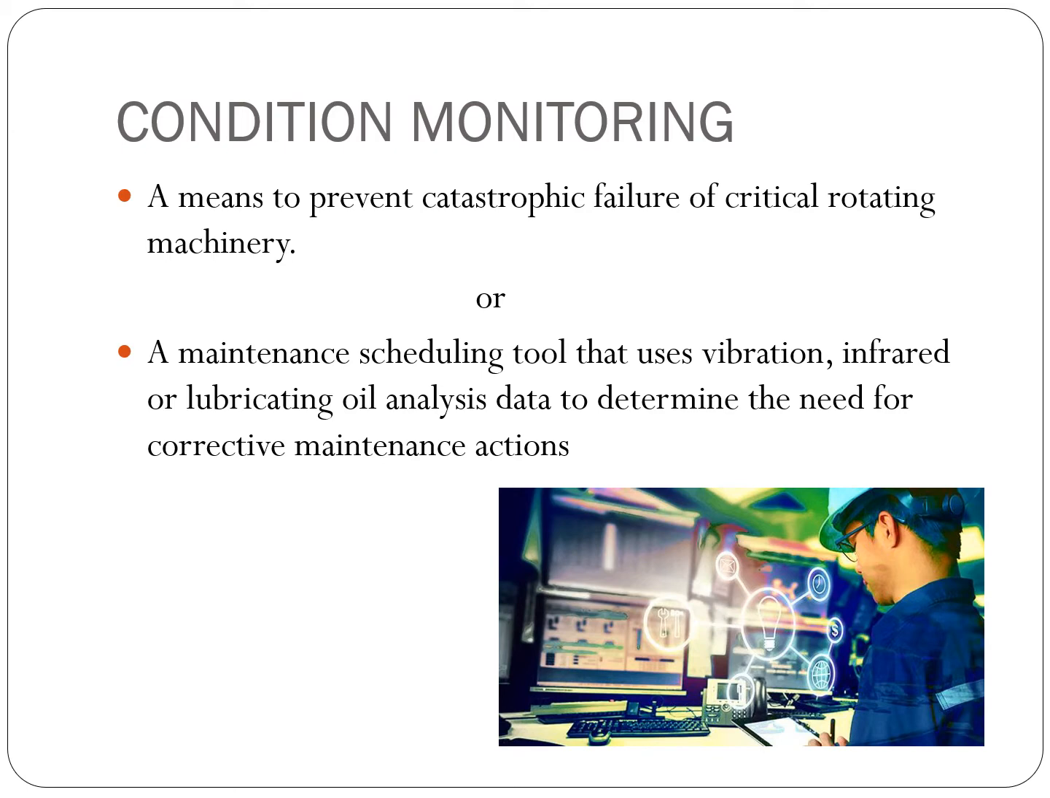So condition monitoring helps to monitor the conditions of all these rotating equipments, and it also prevents a catastrophic failure of critical rotating machinery. So condition monitoring is a maintenance scheduling tool. That means you can schedule the maintenance work by using condition monitoring. It is a maintenance scheduling tool that uses certain techniques like vibration, infrared, or lubricating oil analysis data to determine the need for corrective maintenance actions.